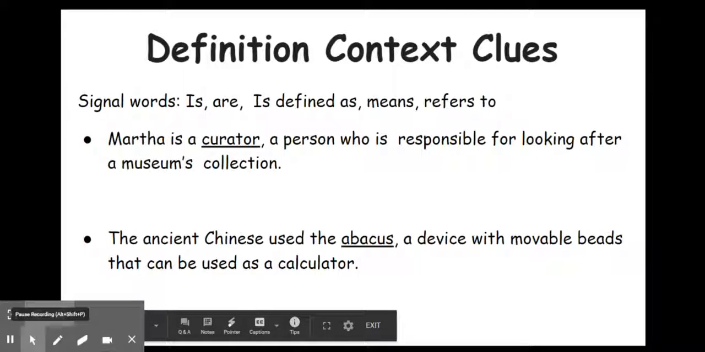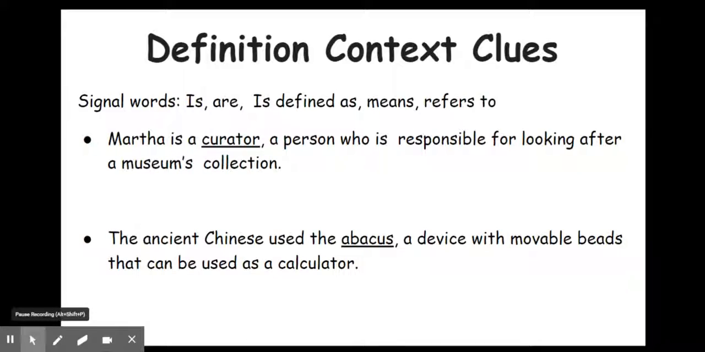Let's read our next sentence. The ancient Chinese used the abacus, a device with movable beads that can be used as a calculator. Here, the definition follows the word we need a meaning for. Abacus is a device that was used as a calculator.